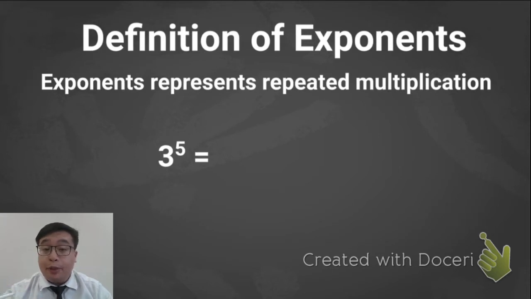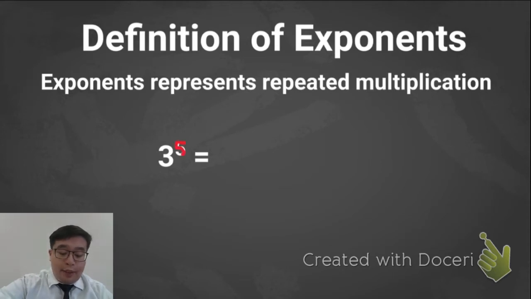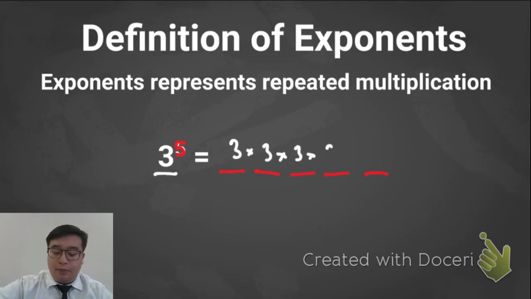And in this example here, when I have 3 to the 5th power, this 5 is telling me that I have 5 of these terms being multiplied together, and the base 3 is telling me that what's being multiplied are all of these 3's. So 3 to the 5th power is going to be 3 times 3 times 3 times 3 times 3. And using this definition can help us solve the next problems.